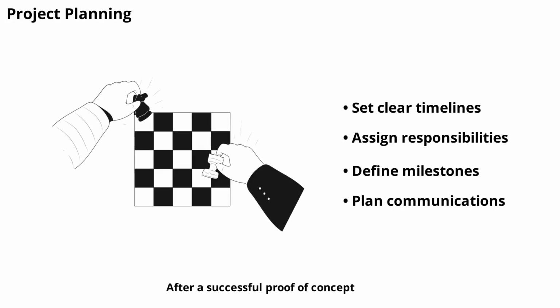After a successful proof of concept, it's time to develop a detailed project plan. This includes setting timelines, assigning responsibilities, and defining milestones. You'll also outline communication strategies and risk management plans. Project planning typically takes 2 to 3 weeks. A solid plan keeps everyone on track and ensures that each phase of the DLP implementation is executed smoothly.